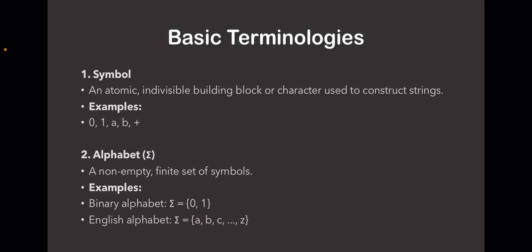Alphabet is a non-empty finite set of symbols. It's represented with the Greek uppercase letter sigma. Examples are binary alphabets, which consist of 0 and 1, and English alphabets, which consist of A to Z. So you can imagine being in a different world where you can only use some set of symbols. Those set of symbols are our alphabets.